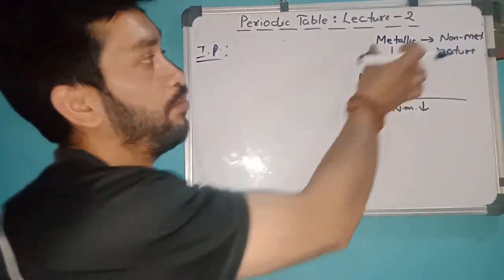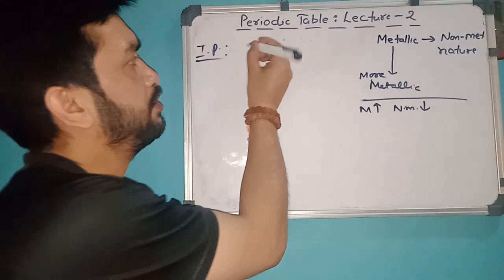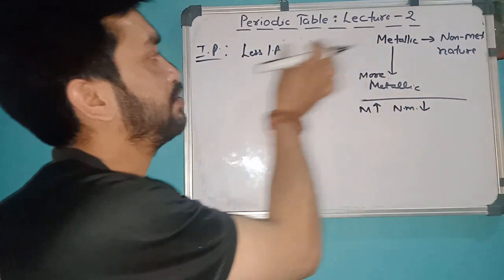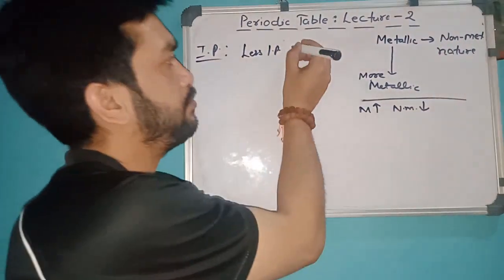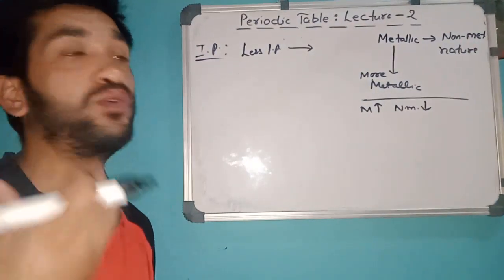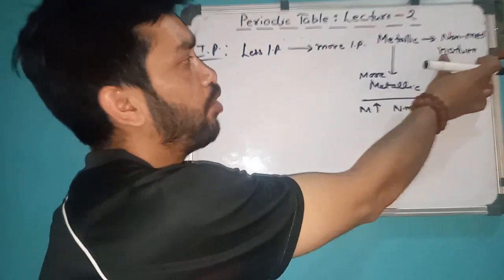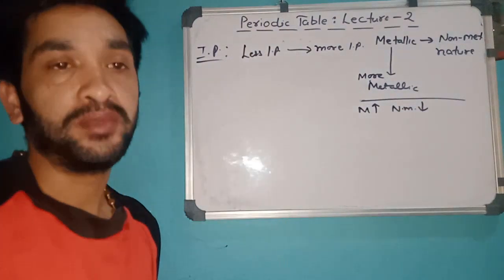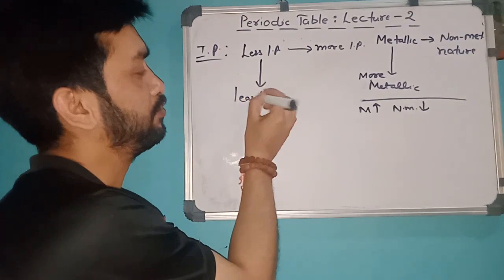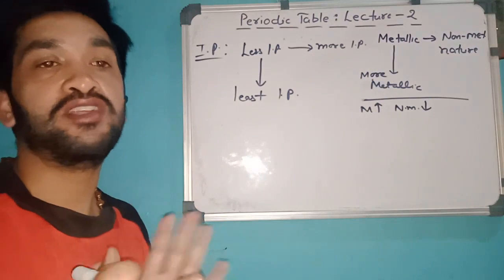Now see, if I talk about metals, what will be their IP? Their IP will be less. It means less IP, according to this flow chart, I am writing here. Metals, less IP. Okay, now you go to the right side. On the right side you have non-metals, with more nuclear charge. It means more IP. Now going down, more metallic means least IP, even less than this. Now your answer is ready, your trend is ready.